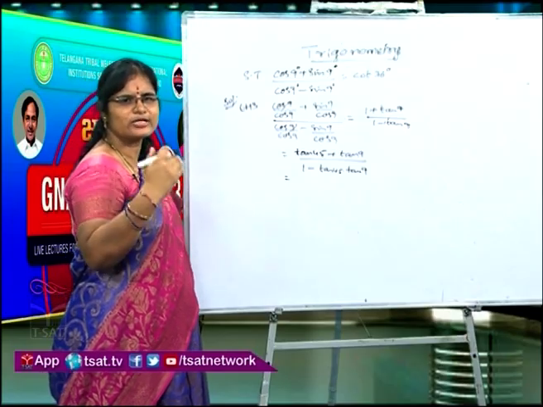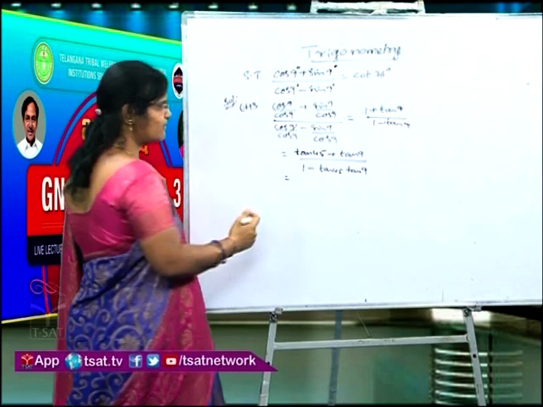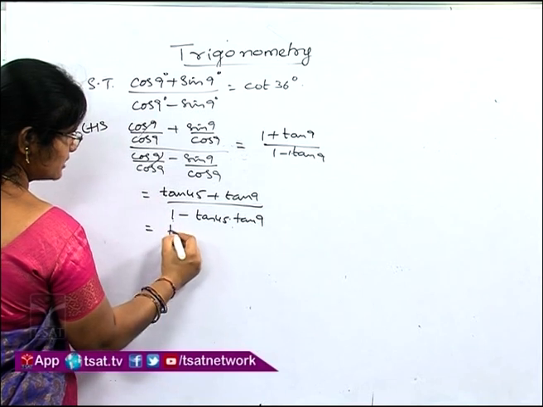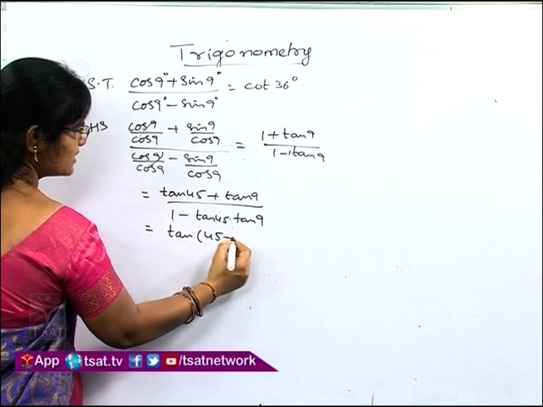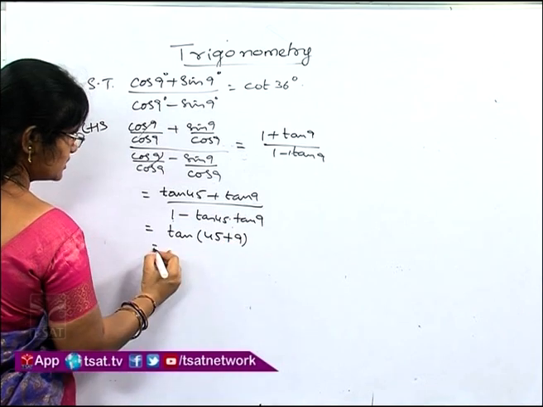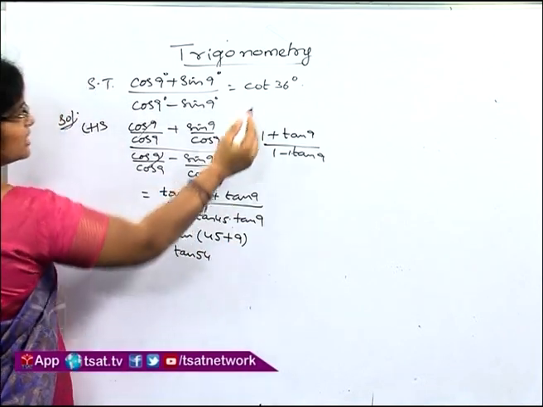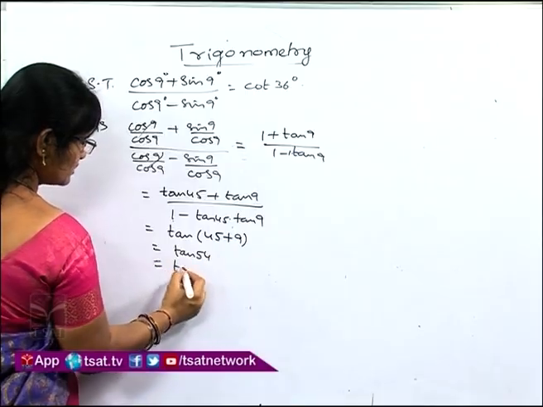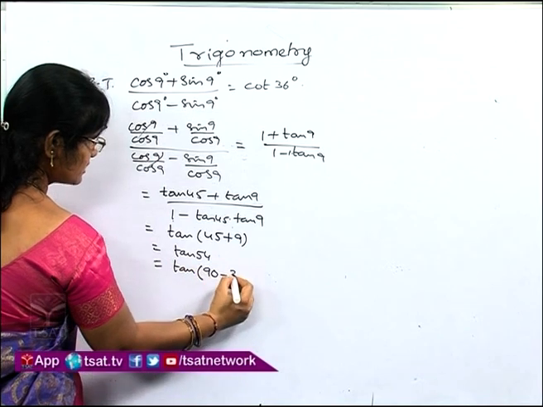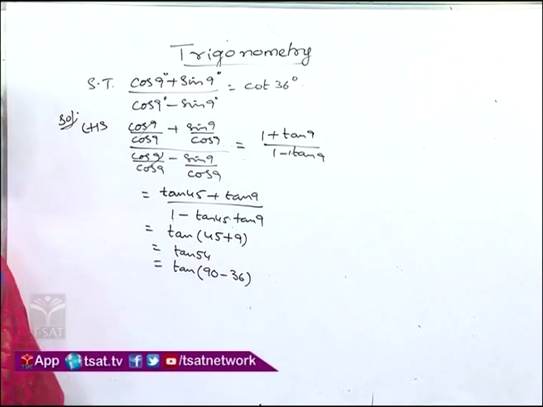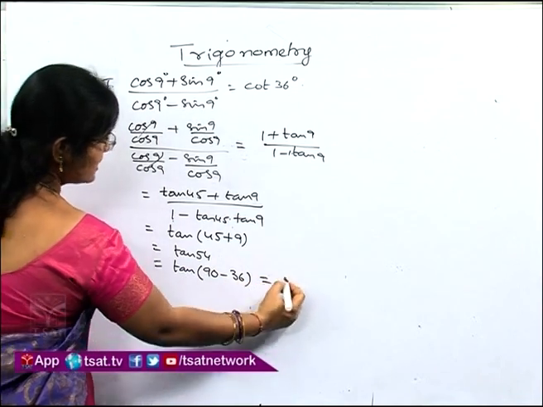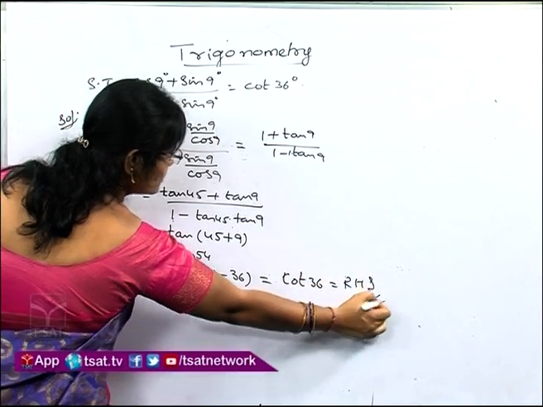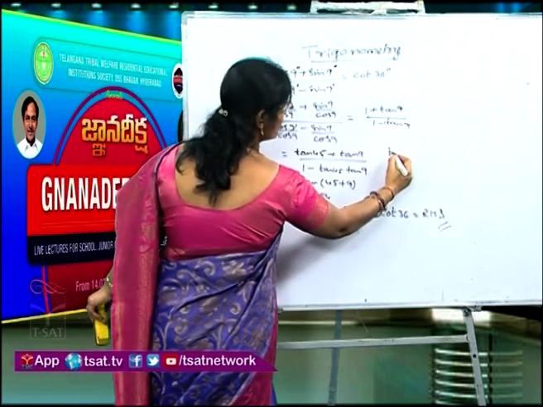Tan of a plus b equals tan a plus tan b by 1 minus tan a into tan b. So, here tan a plus tan b by 1 minus tan a into tan b is nothing but tan of a plus b. Here the values are 45 plus 9, which equals tan 54. But here the answer is in terms of cot. How to change? 54 we can write as 90 minus 36, so tan 90 minus 36. But we know that tan 90 minus theta is cot theta. So, cot 36, which is nothing but our RHS. In this way we can solve, children.